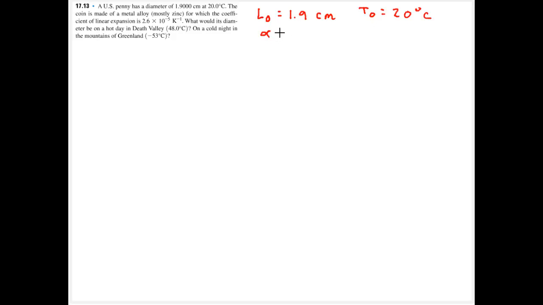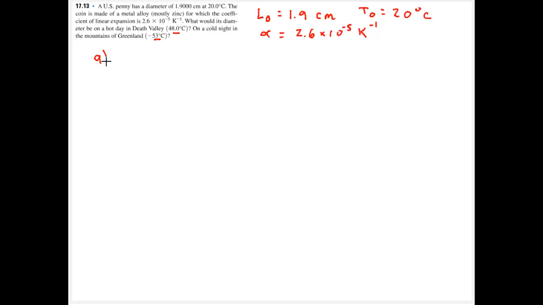Copper pennies are not actually made out of copper. It's too expensive. They're made out of a metal alloy. We're told now that this metal alloy has a coefficient of linear expansion of 2.6 times 10 to the negative fifth per Kelvin, and we're asked for the diameter at Death Valley, a different temperature, very hot, I've been there, as well as in Greenland, very cold.